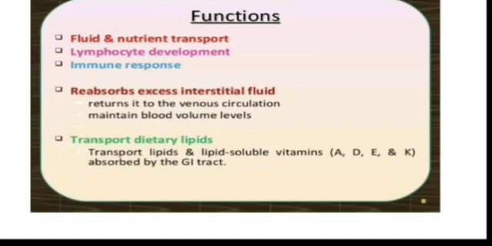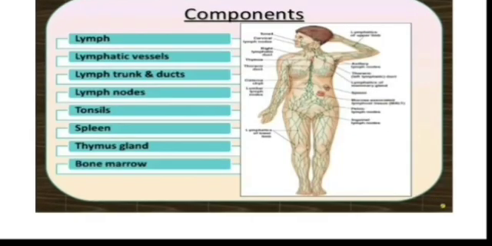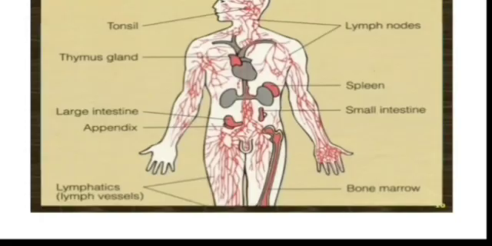Next, it transports dietary lipids and lipid-soluble vitamins, for example A, D, E and K, absorbed by the GI tract. These are the components of your lymphatic system: first lymph, then lymphatic vessels, lymph trunks and ducts, lymph nodes, tonsils, thymus gland and bone marrow. This is a close view of the components of your lymphatic system.